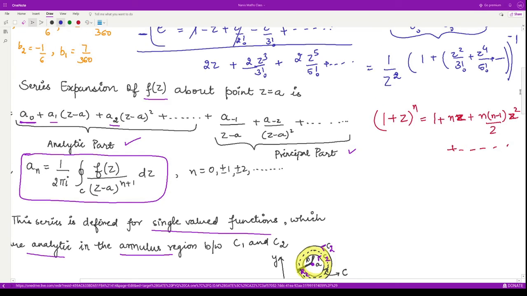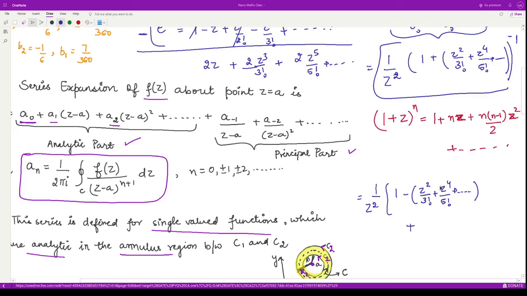So we had this term, right? So it would be 1 by z square as such, and then we would have 1, and instead of n we have minus 1, so it would be minus this whole term, z square by 3 factorial plus z power 4 by 5 factorial plus so on, right? And then we would have plus the square of this term, right?